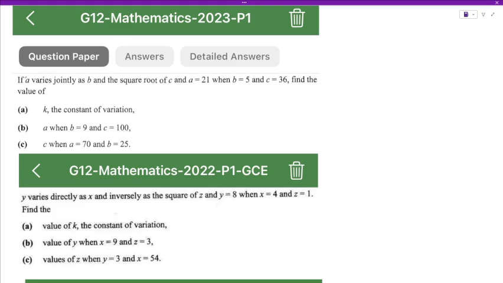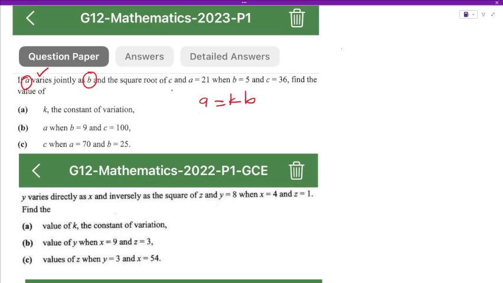So we're saying a varies jointly as b and the square root of c, and then they give us those values to find the constant of variation. So if a varies, you write your a, you write your equals and you add a k, jointly as what? B, you write your b, and the square root.